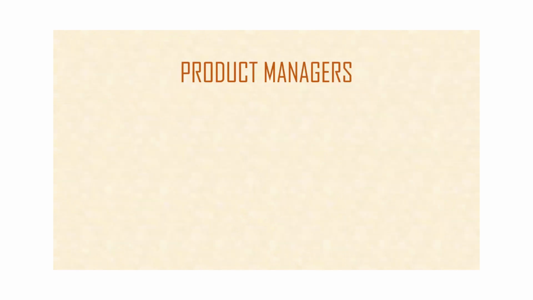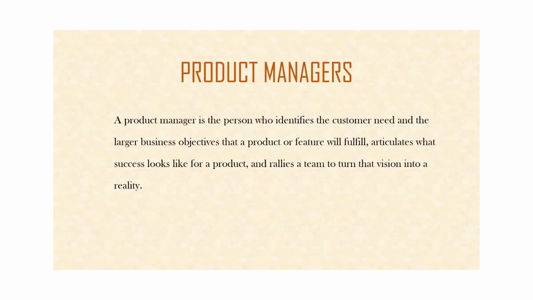So product managers identify the customer need, they understand the business, and they know the right team to put together for such business. They know the right technical team that will be required to achieve that particular business idea. So a product manager is a person who identifies the customer need and the larger business objective that a product or a feature will fulfill, articulates what success looks like for a product, and rallies a team to turn that vision into a reality. So product managers are very important in the development pipeline.